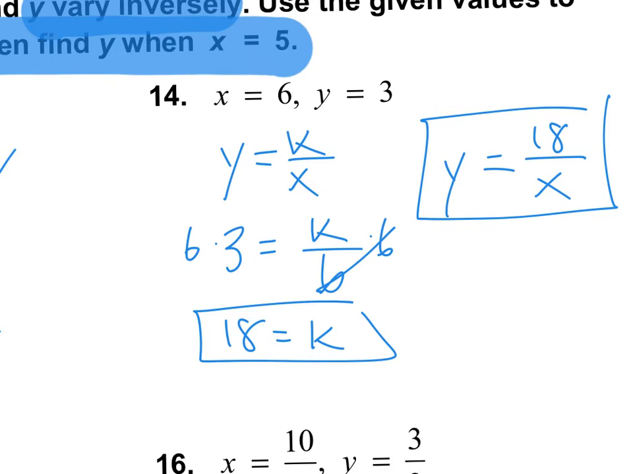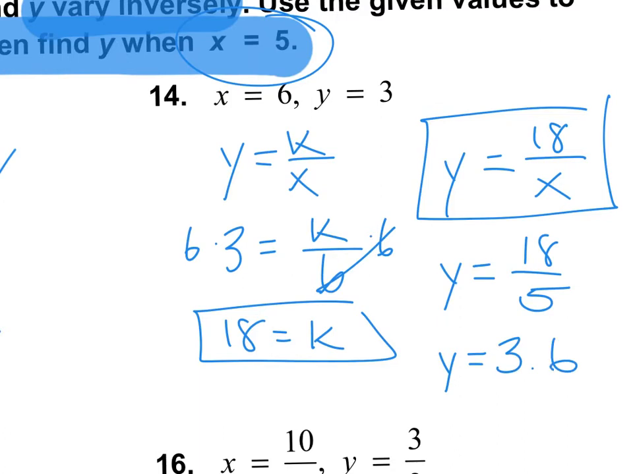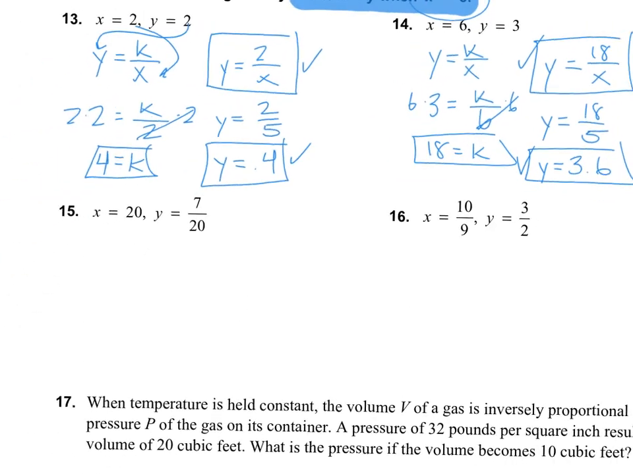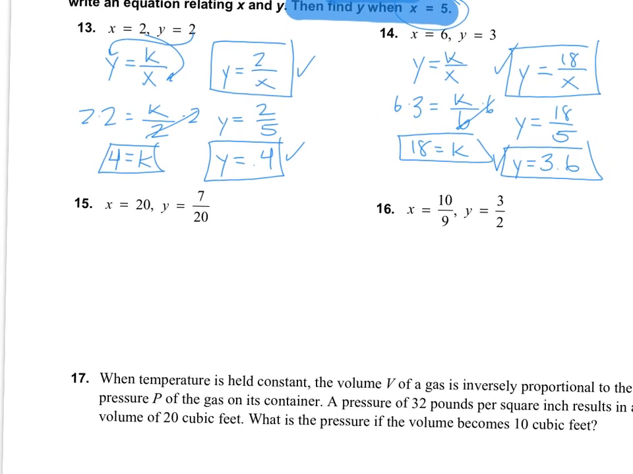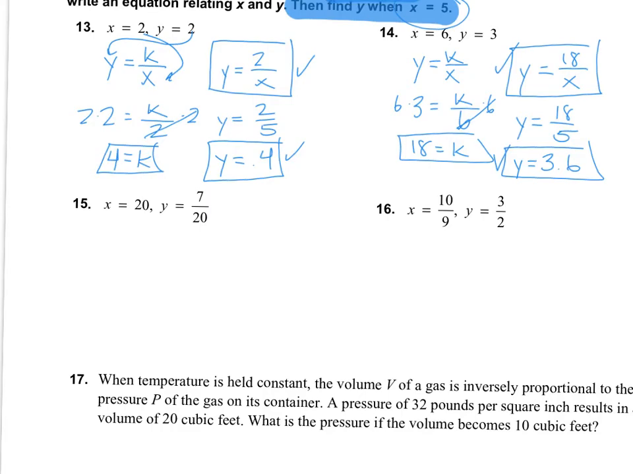It tells me to find the value of y when x is 5. So I do y equals 18 over 5. Now you could certainly leave that as an improper fraction if you wanted to, but if you needed an actual numerical value, this would be 3.6. This would be your equation, and this would be your answer. Now let's look at actual real problems. So you can do 15 and 16 if you want to, but it's the same thing as above.